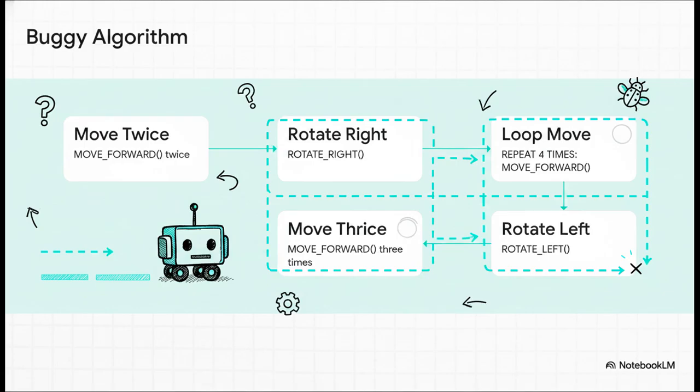Move forward twice, rotate right, then a loop repeating 4 times to move forward, then rotate left, then move forward 3 times. I challenge you to trace this mentally. Track the state, the coordinates, and the direction, step by step. Because, spoiler alert, the algorithm is flawed. It will not safely reach 5-5. Predicting exactly which cell it visits when it veers off course or crashes is the true test of your tracing abilities.